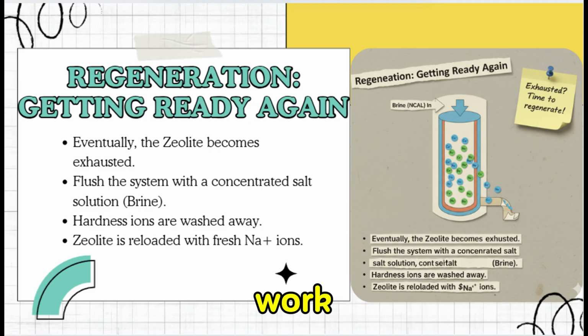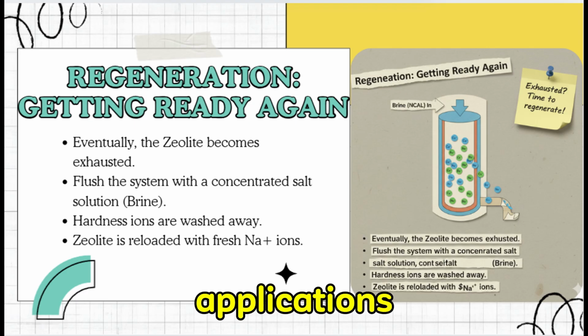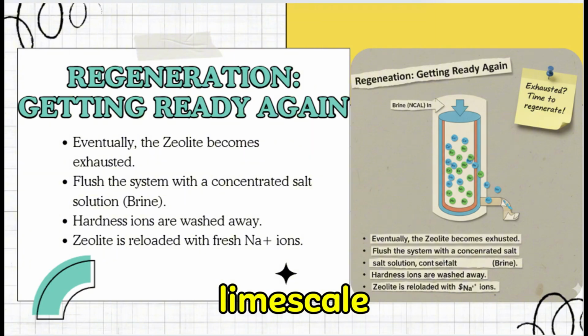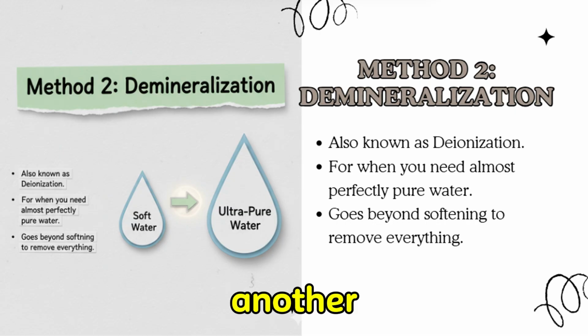The zeolite method is perfect for domestic water softeners, the kind you might find in homes to improve laundry and bathing. It's also widely used in smaller-scale industrial applications, where the goal is simply to prevent limescale buildup. The zeolite method is great for softening, but it doesn't actually reduce the total amount of dissolved stuff in the water. It just swaps one mineral for another.